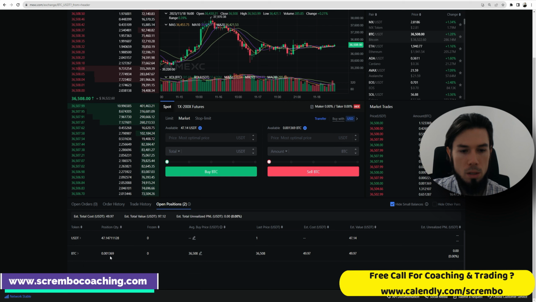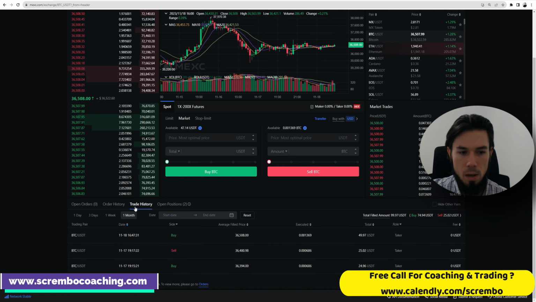That quantity of Bitcoin kind of tells us the price we used to buy this. It tells us the estimated cost, and it also tells us the estimated value right now. So it gives you more information as well. The trade history allows you to see that you bought it at 36,508 right there on $49. That's it basically.